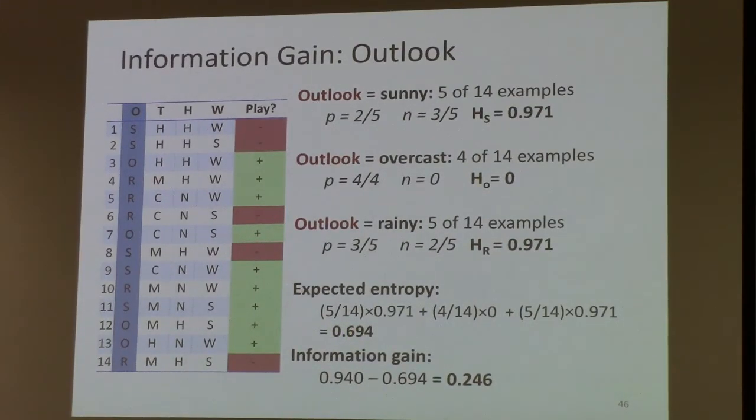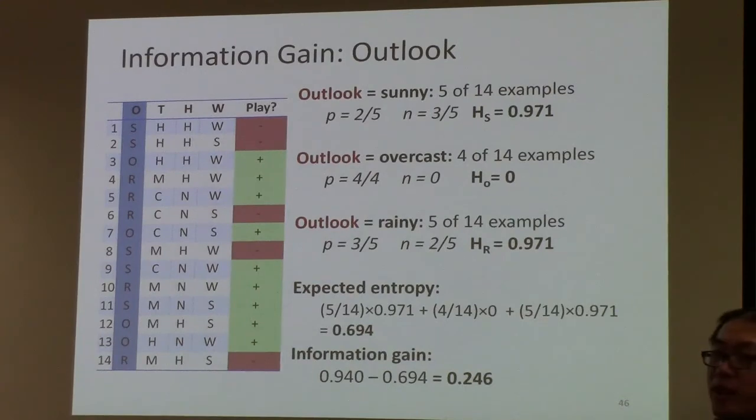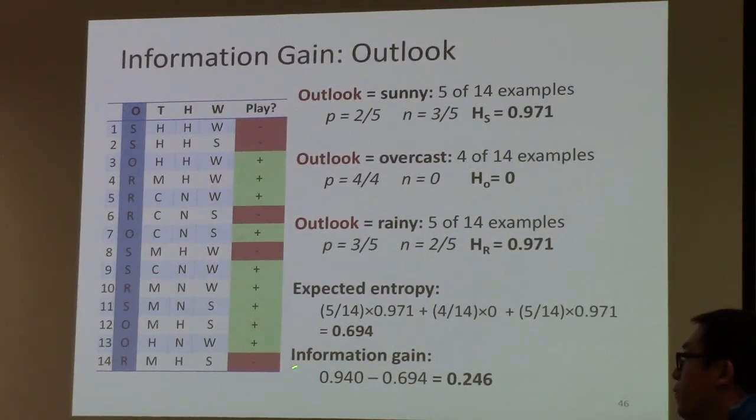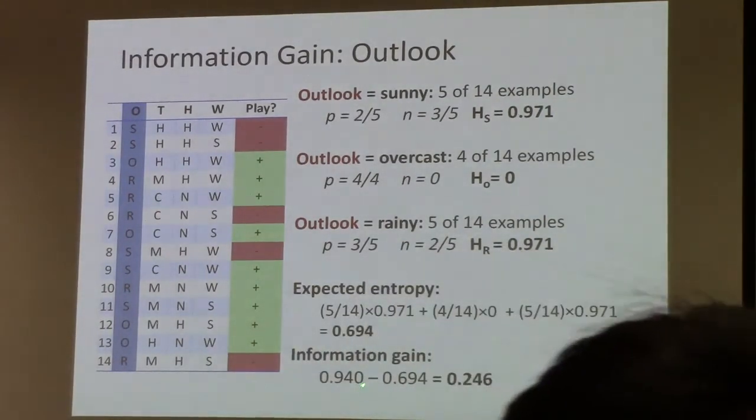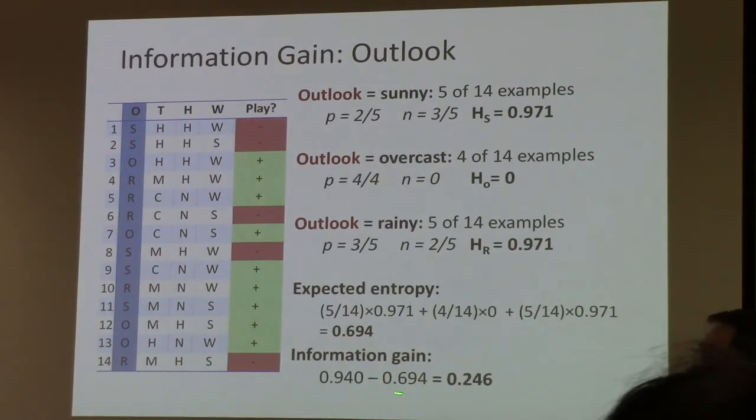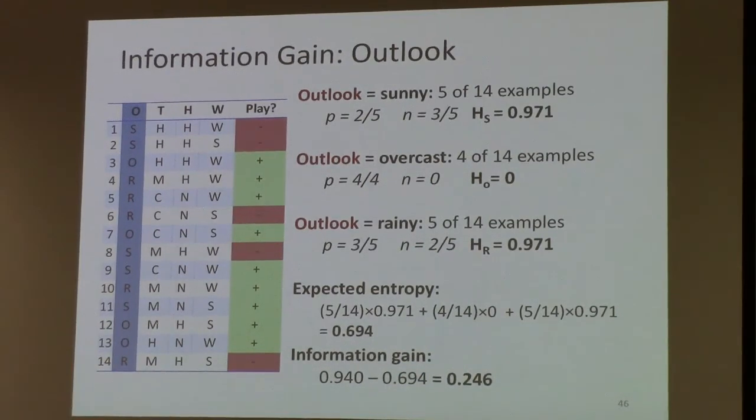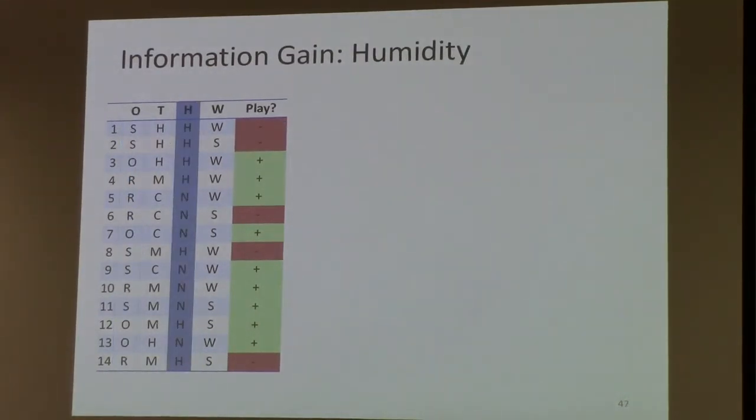0.694. And then finally we can calculate the information gain, which is the entropy of the entire data set subtracting the expected entropy, right? And this is the information gain for our feature outlook. And we can follow a similar procedure to calculate the information gain for the second feature, humidity.